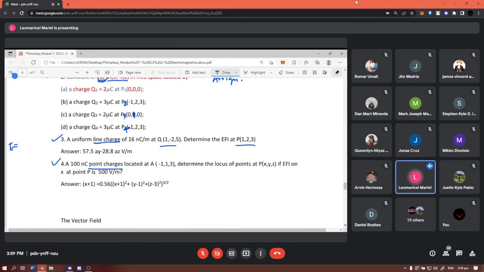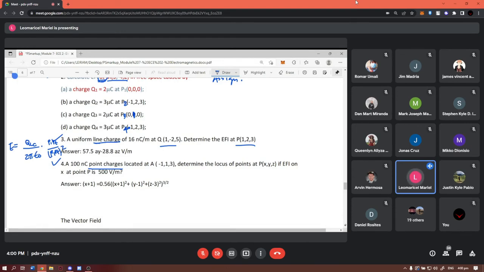So that is the line charge, Q line charge, all over 2 pi eta O multiplied by the given vector, let's say vector P1 PT, for example, over P1 PT square. Okay? Yan yung formula.